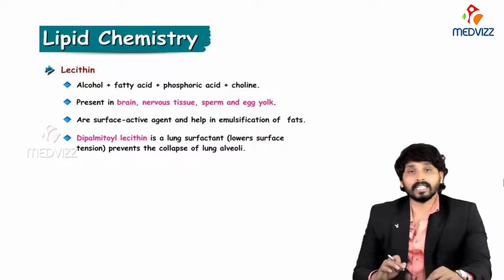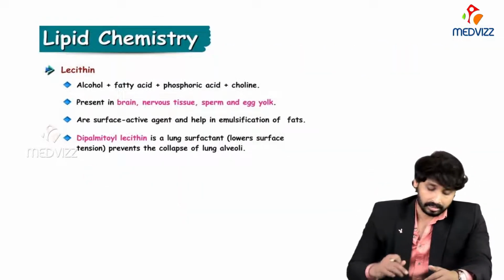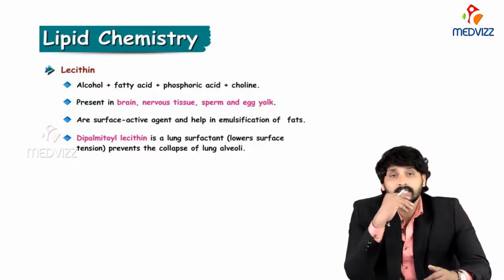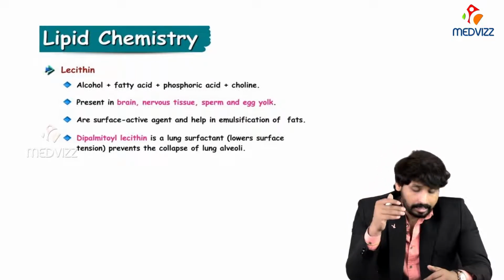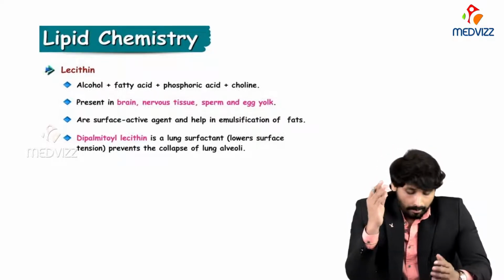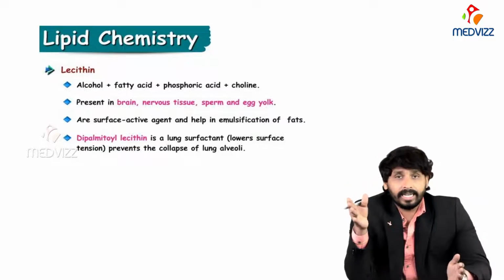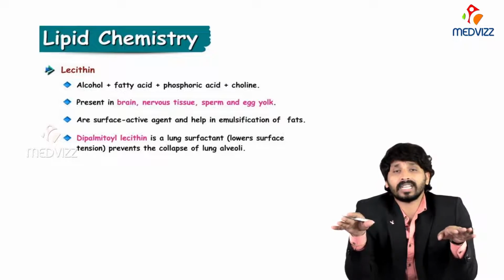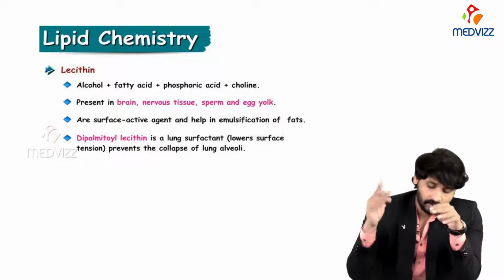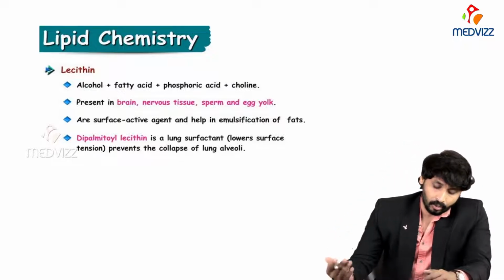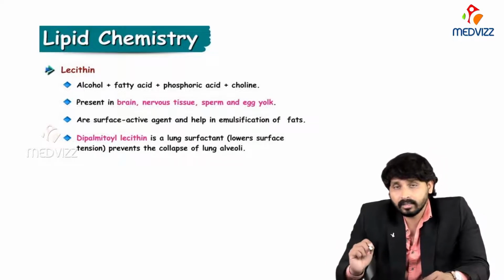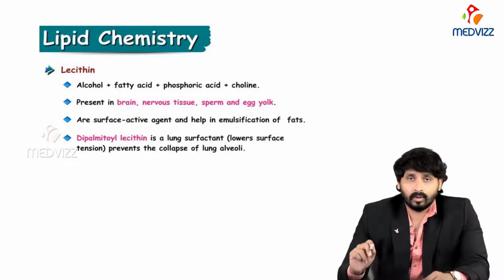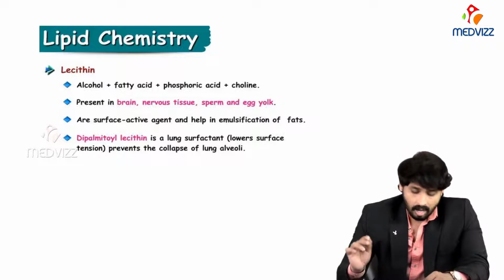So the next one in the phospholipids is lecithin. What is lecithin made up of? This lecithin is made up of alcohol plus fatty acid, that is phosphatidic acid. As I said, phosphatidic acid is the base for the synthesis of the rest of the glycerophospholipids. And it has a group, choline. The nitrogen base present here is choline.